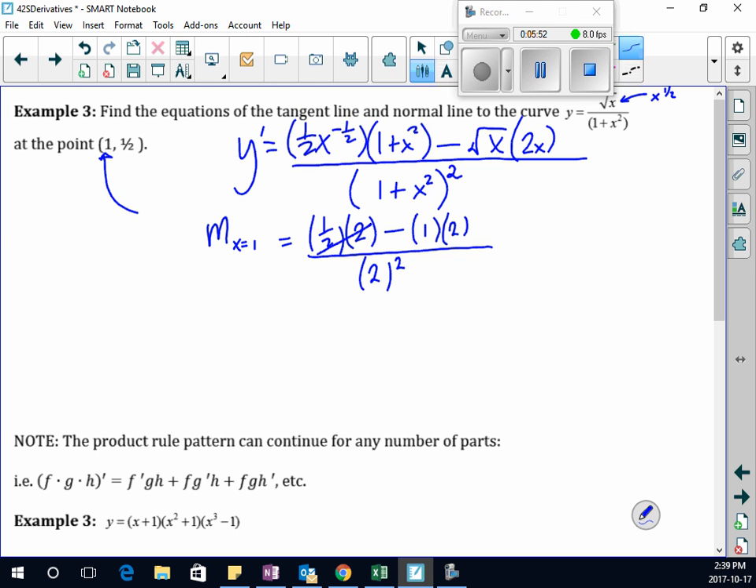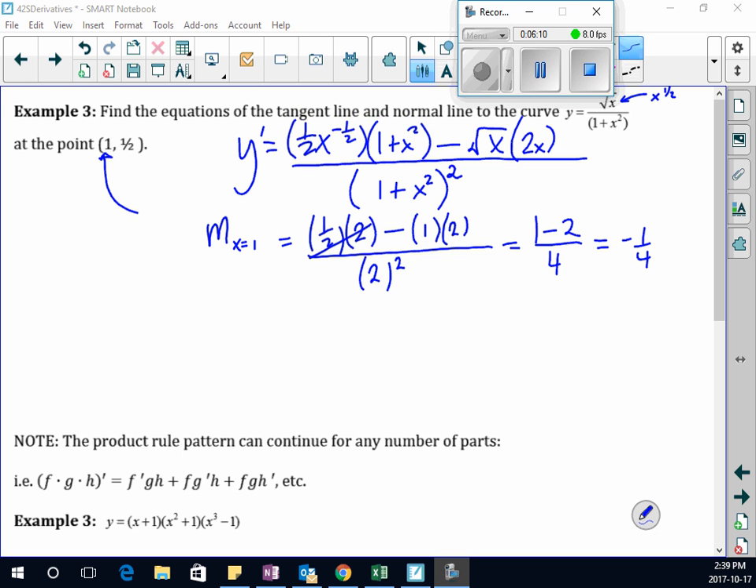So then the 2's cancel there. I get 1 minus 2 divided by 4. So I get negative a quarter out of this. I'll give you a moment to see if you can get negative a quarter because I probably did that really fast. So I'm not done. All I did was find the slope.